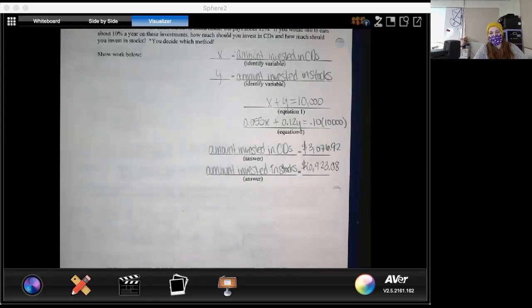Investments in CDs should be $3,076.92. Amount invested in stocks would be $6,923.08.